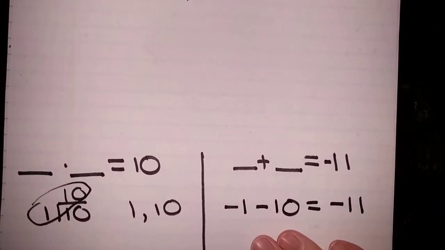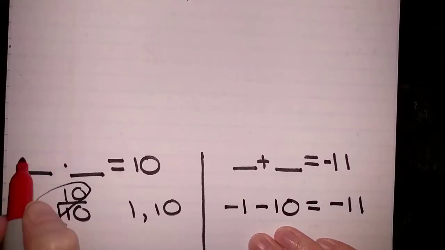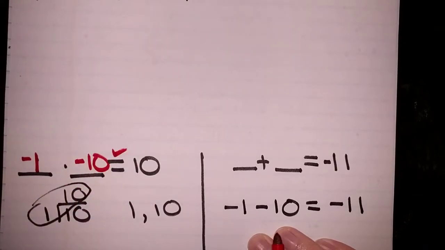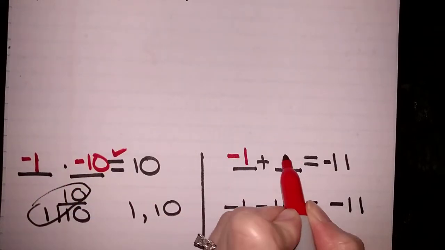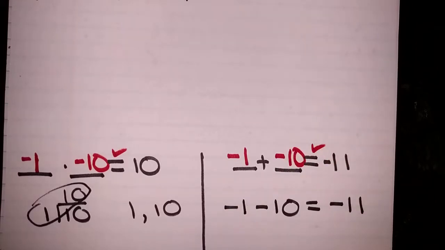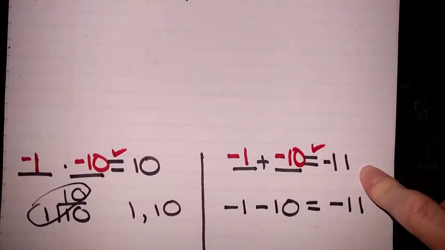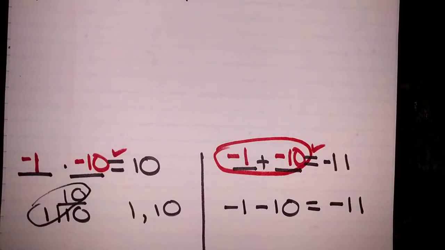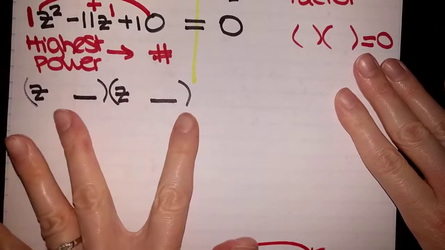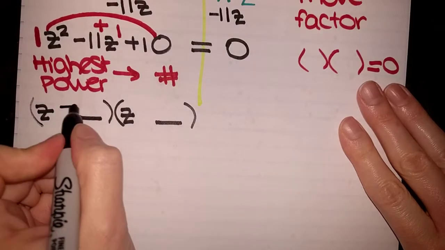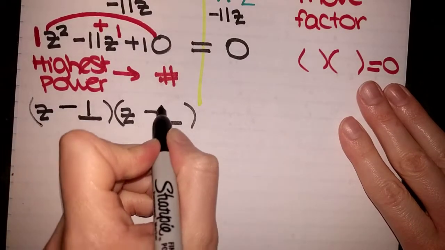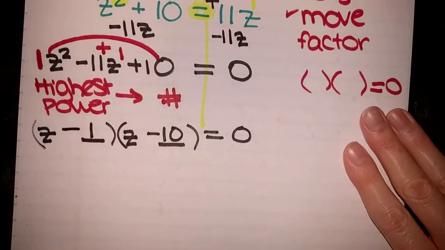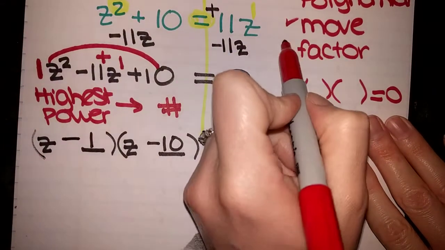Now, we want to make sure that that combination truly works. So if I take negative 1 times negative 10, that gives us the positive 10. And if I take negative 1 minus 10, that gives us the negative 11. So negative 10 and negative 1 does work as our combination. So we can plop those numbers down where we have negative 1 and negative 10. And then this is still equal to 0. So now we have a factored polynomial.